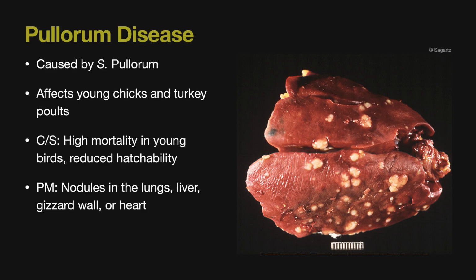Pullorum disease is caused by Salmonella pullorum, and it affects young chicks and turkey poults. Clinical signs include high mortality in young birds and reduced hatchability. At postmortem, you may see nodules in the lungs, liver, gizzard wall, or heart.